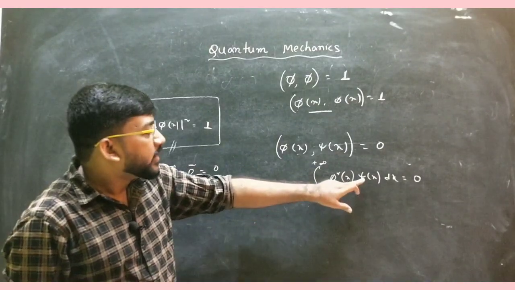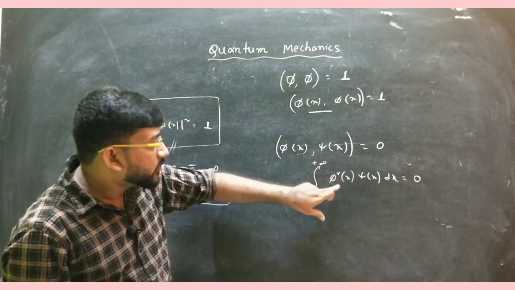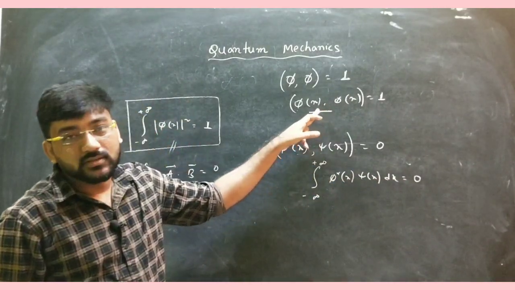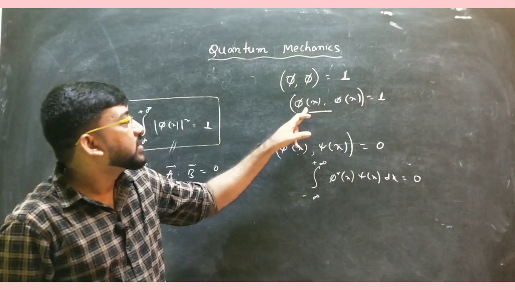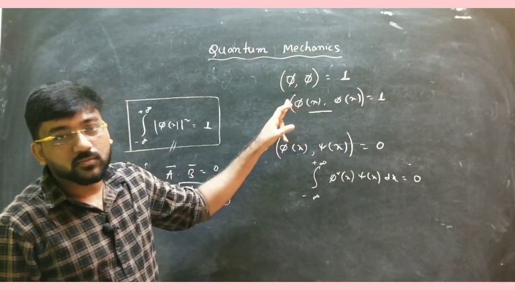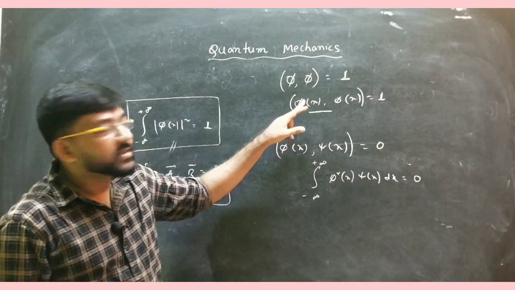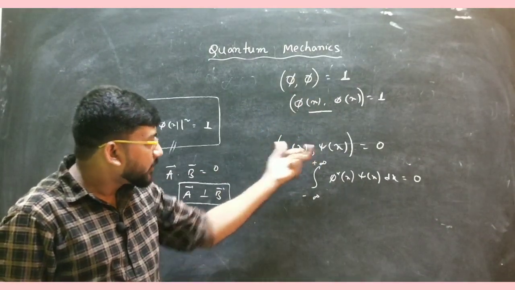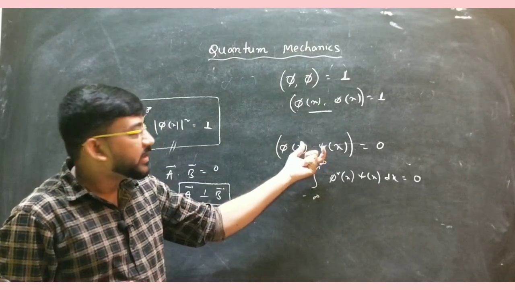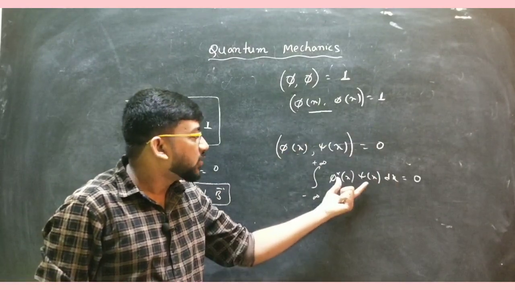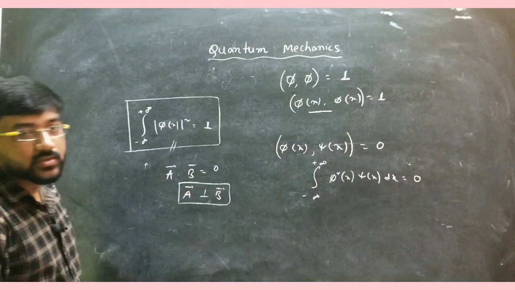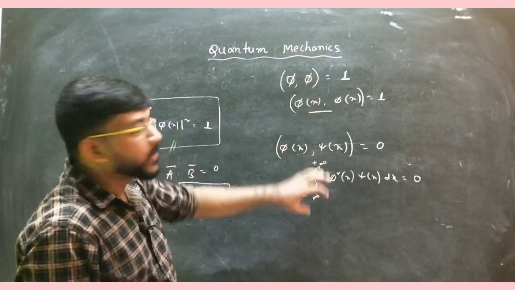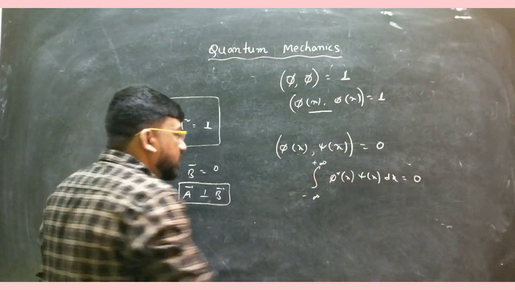But if you have psi of x equal to phi of x and this is equal to 1, then this is actually the normalization condition, normalized to itself. But if the scalar product of phi of x and psi of x is equal to 0, then they are orthogonal to each other. And we can combine these two properties in one sentence. How can we write it?